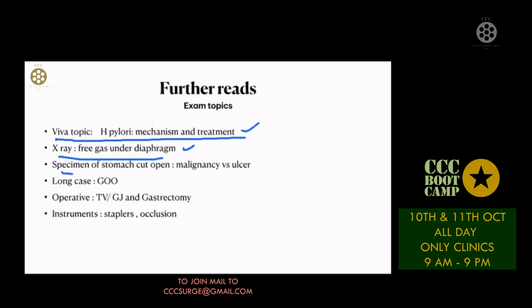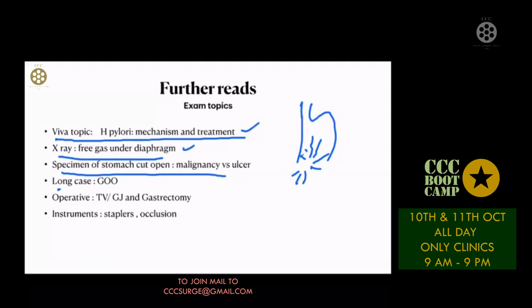The third is a specimen of stomach. And again, you are going to get a stomach specimen cut open. As we discussed, you must be able to tell the ulcer character, the rugal convergence, and whether the rugosity is effaced or not. And this is extremely important. As a long case, you are going to get gastric outlet obstruction, as I showed and as we discussed.